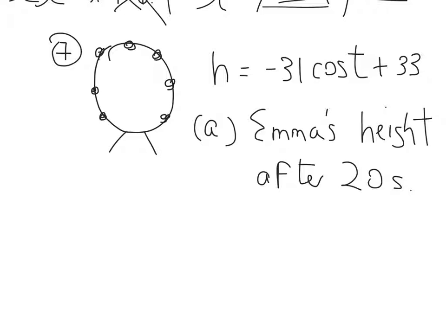Okay, we're now going to look at a trig equation in some context. The question is, Emma goes on a Ferris wheel, as shown here on the left hand side. Her height can be calculated using the formula h equals minus 31 times cos t, where t is the time in seconds, plus 33. Part A says calculate Emma's height after 20 seconds. That's fine, we've got a rule for finding height. So the height is given by minus 31 multiplied by cos of the time plus 33.